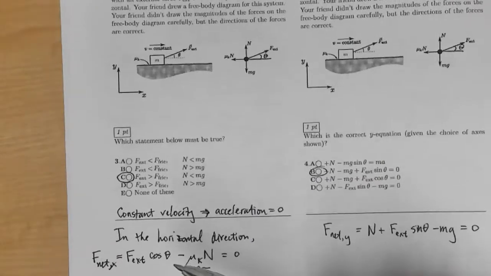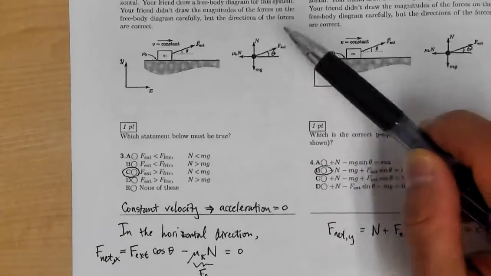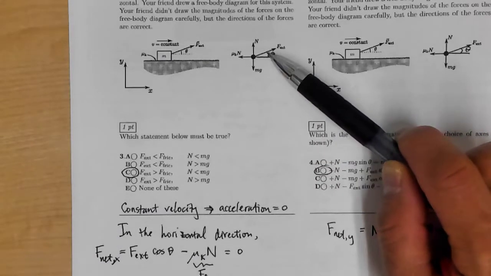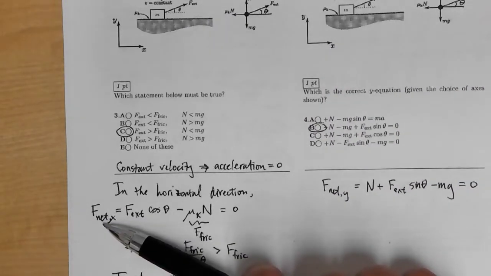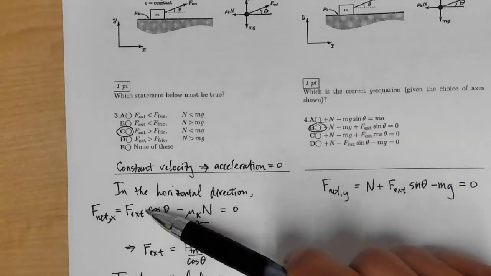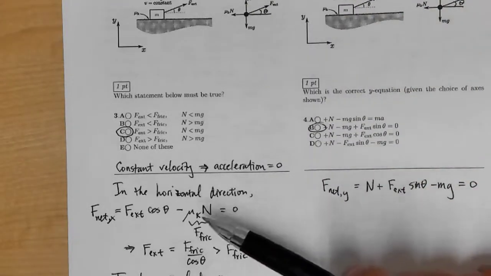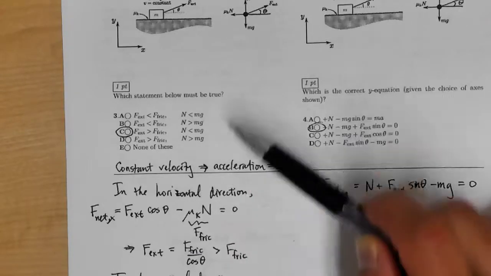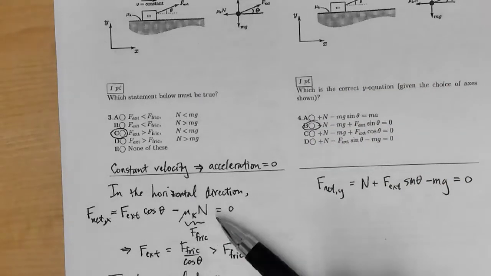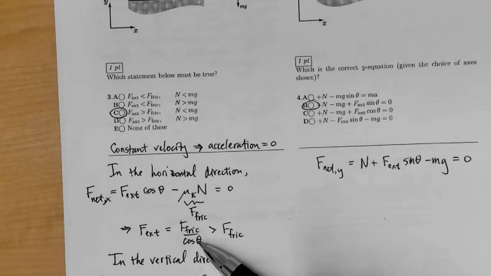We know that we have constant velocity, so the acceleration is equal to 0. Let's first look in the horizontal direction. The net force in the x direction must be equal to 0. So we have the x component of the external force, F external times cosine of theta, minus the force of friction going in the opposite direction, so minus mu k times the normal force N. By the way, this is the force of friction, let's call it F friction. So F external is equal to F friction over cosine of theta.